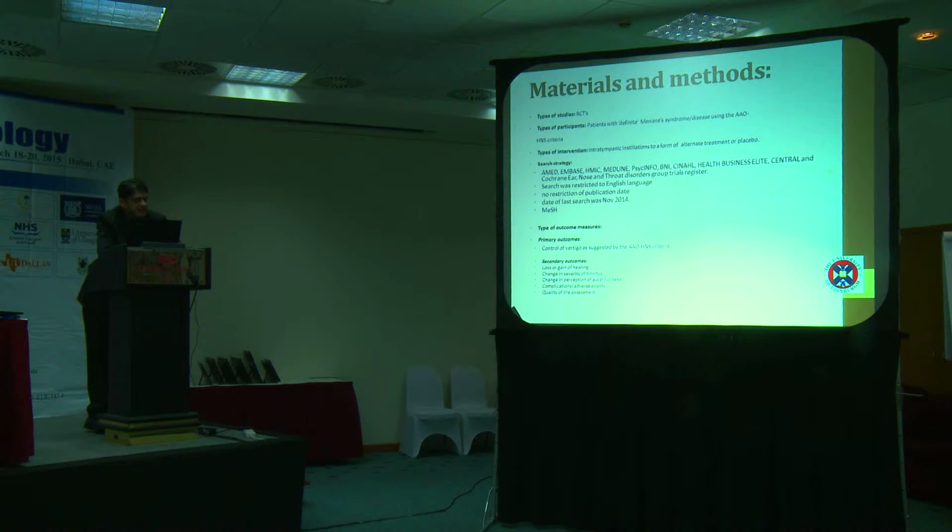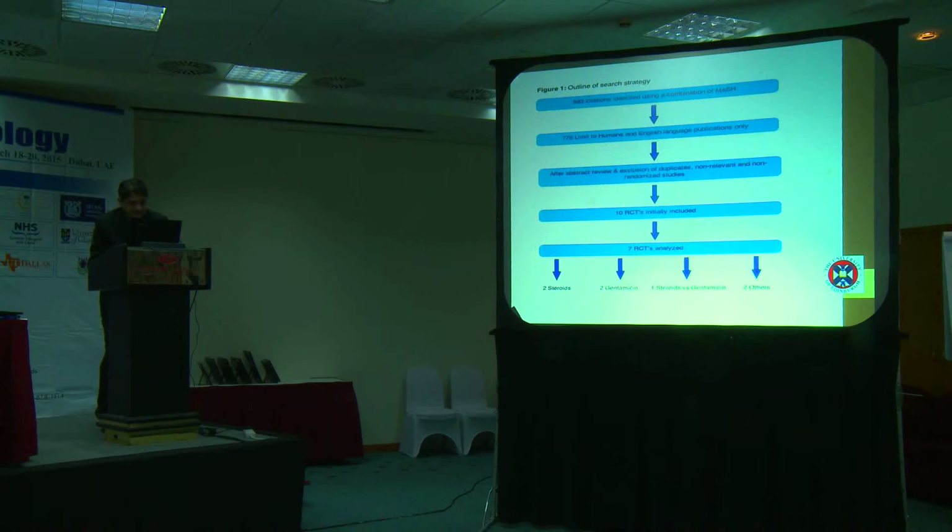The primary outcome measure that I was interested in looking at was vertigo, so severity and frequency of vertigo as defined and suggested by the American Academy criteria. I also looked at secondary outcomes to see if there was any change in hearing, any change in tinnitus, any change in aural fullness, complications, and any quality of life assessment studies.